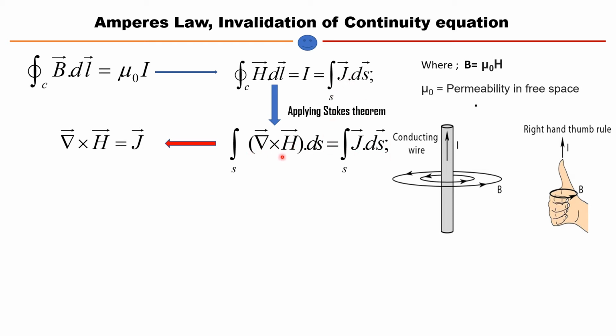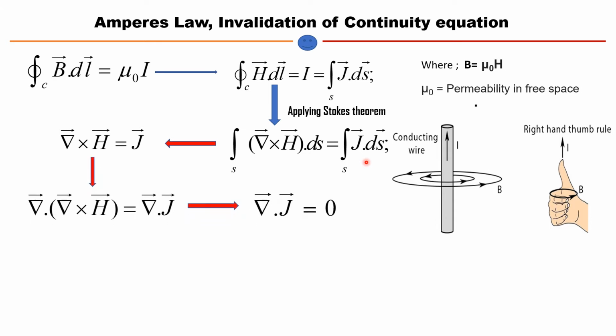So you can see both sides have become surface integrals, and from that we can write that curl of H is equal to J. This is the differential form. The surface integrals equate each other, and so this curl of H, the curling of the magnetic field, is the pictorial representation of that. In that way the curling of the magnetic field comes into the picture.